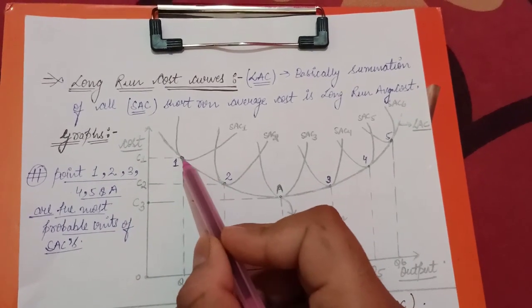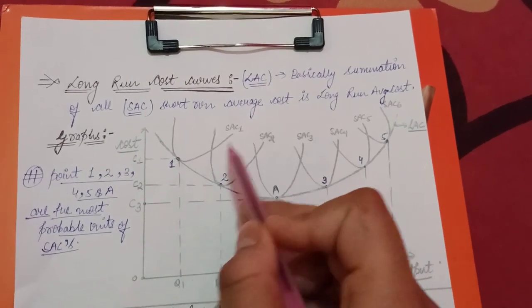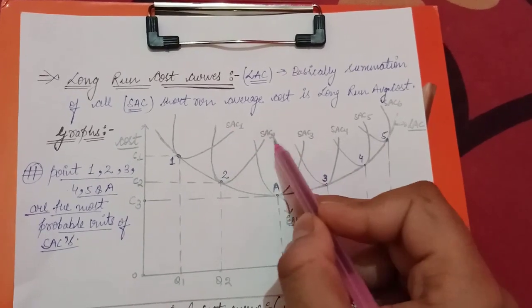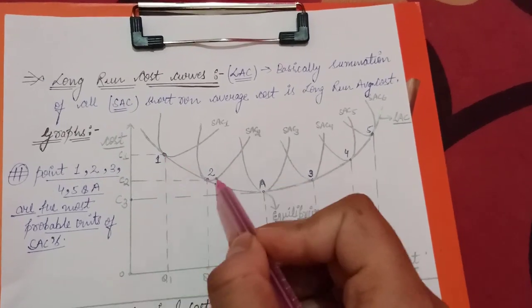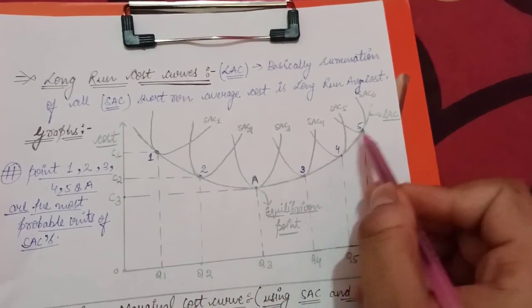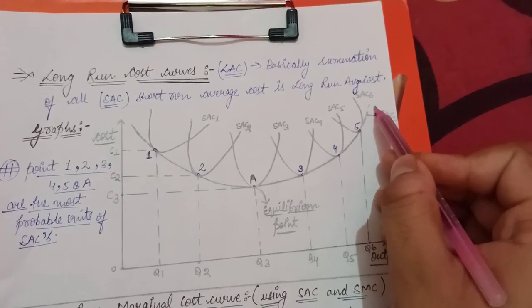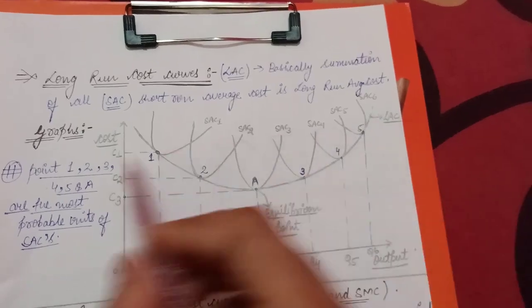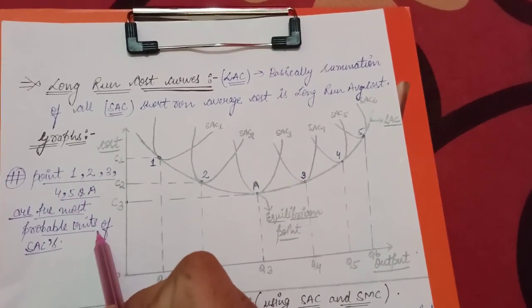Basically this graph can be made by joining the most probable units of short run cost curves, that is SACs. So here is SAC1, SAC2, SAC3, SAC4, SAC5 and so on, and these are the most probable units of these SACs. So by joining all these units we'll be able to make the LAC curve, that is long run average cost curve. So here points 1, 2, 3, 4, 5A are the most probable units of SACs.